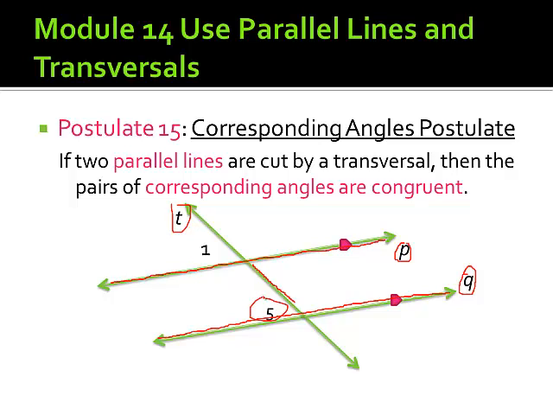The angles 1 and 5 are the exact same measurements. They're the exact same degree measurements. So that's what the postulate states. Corresponding angles are going to be congruent if two parallel lines are cut by a transversal. So we would say that angle 1 is congruent to angle 5.